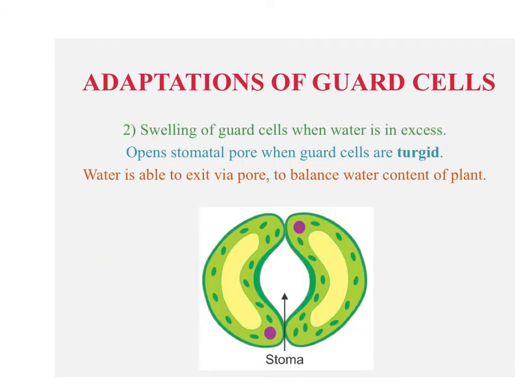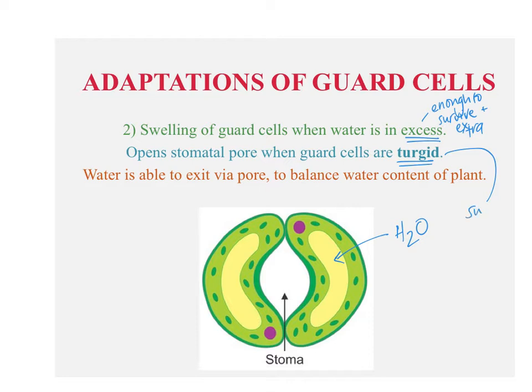The second adaptation is related to the third in the way that these guard cells respond to water levels in the plant. So guard cells will only swell when water is in excess in the plant. In excess means that they've got enough to survive and a bit extra. Okay, they've got surplus water. When this happens, water moves into the vacuole, into that plant cell, into the guard cell, and it's going to open the stomatal pore by making those guard cells turgid.